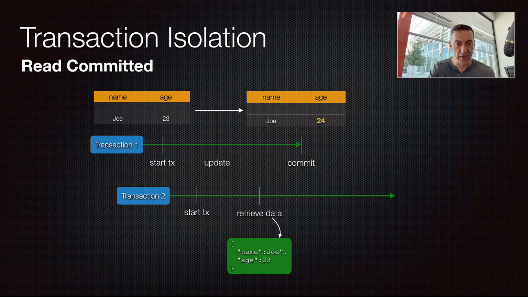Then transaction 1 commits, and then let's say transaction 2 does retrieve data again. So at this point, the latest and greatest version of this object is Joe24.